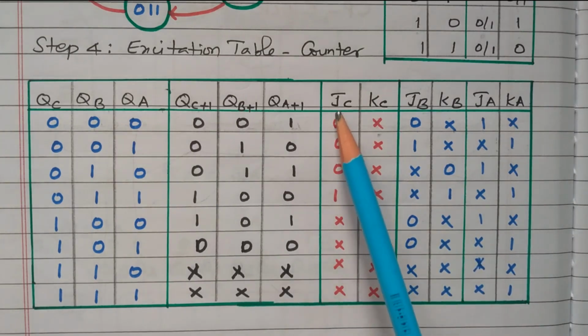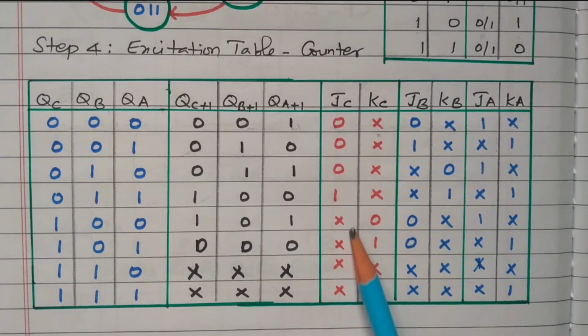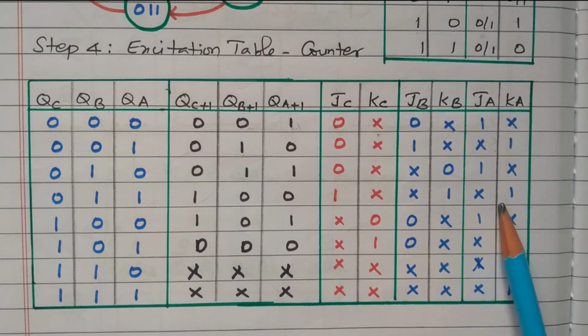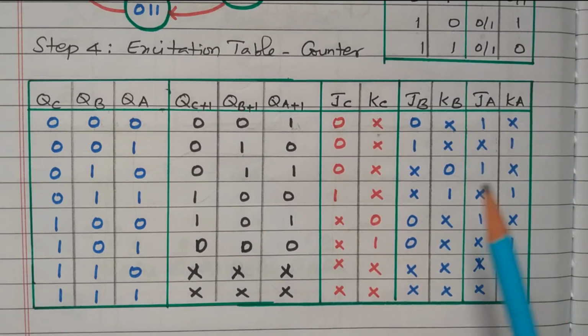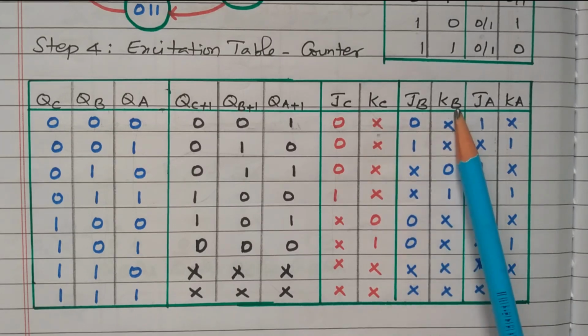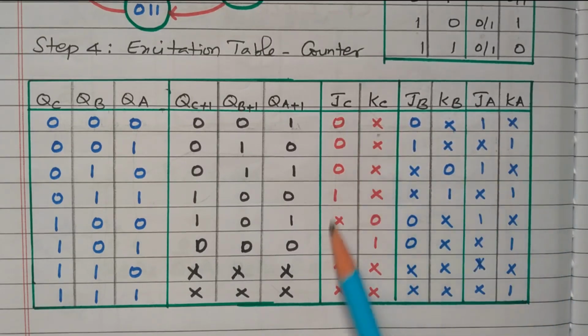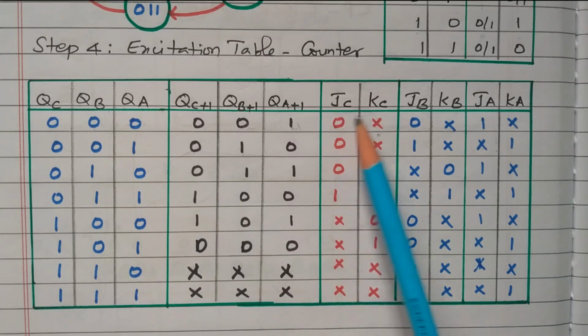Now we have the values of JC and KC, and of flip-flops B and A. From this we need to identify the expression for JC and KC by using K-map reduction. Similarly JBKB using K-map reduction, and JAKA from K-map reduction. Now we'll go for the K-map reduction in order to identify the expressions for these 6 combinations.